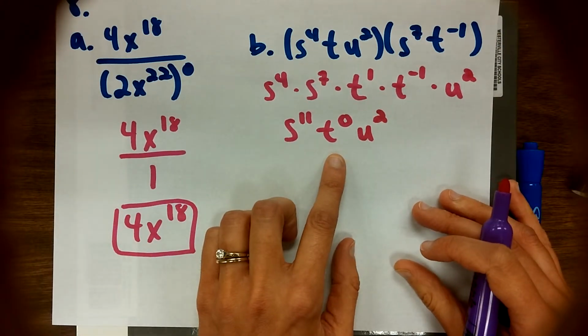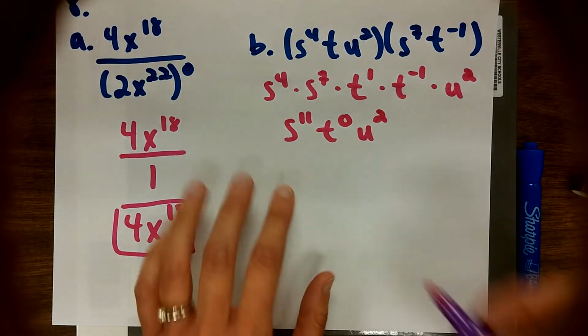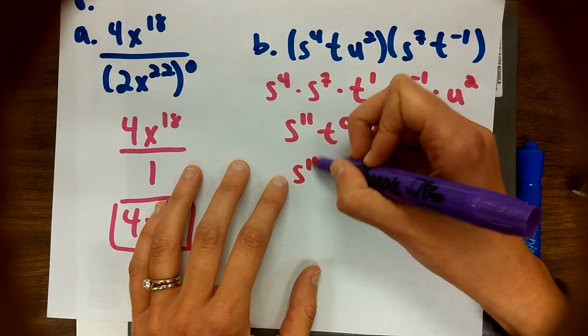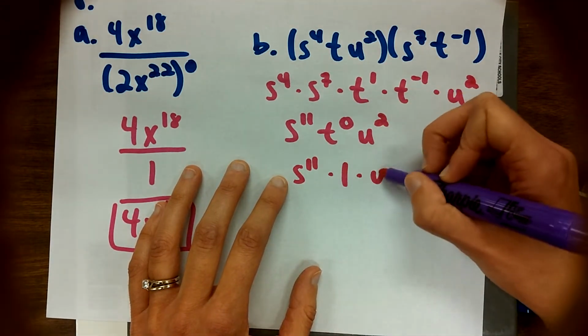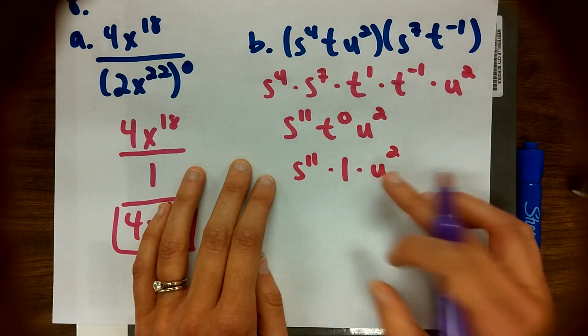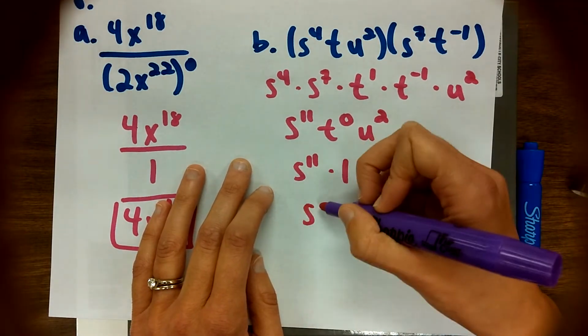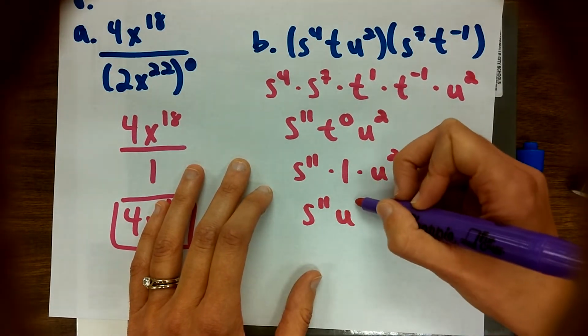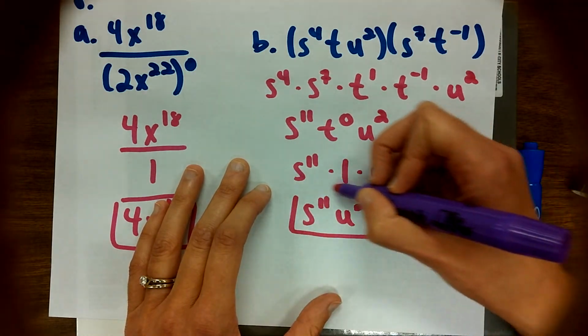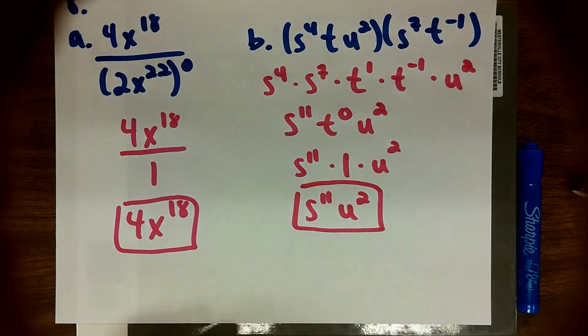But remember, we said anything to the 0 power is really just 1. So this is s to the 11th times 1 times u squared. And multiplying by 1 doesn't do anything, so we could just write it as s to the 11th u to the 2nd. And that's as much as we can simplify there.